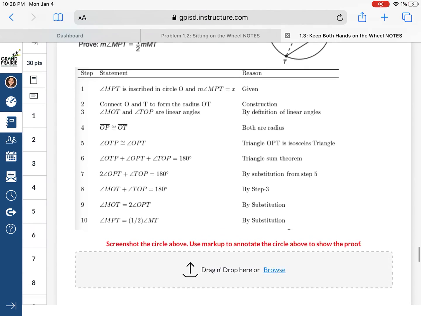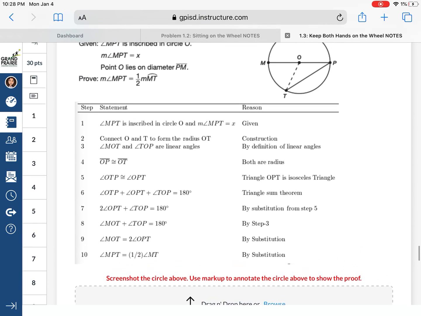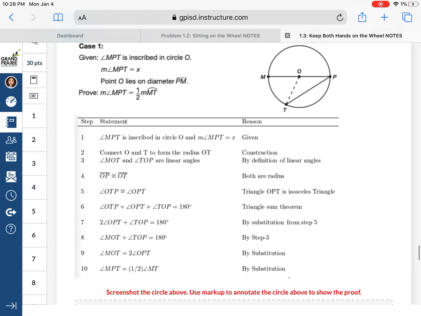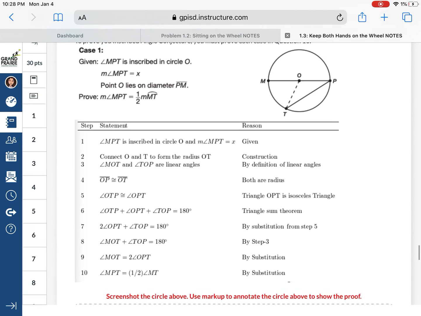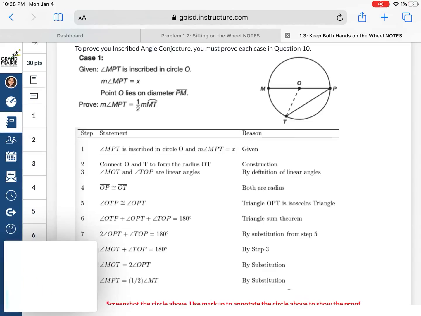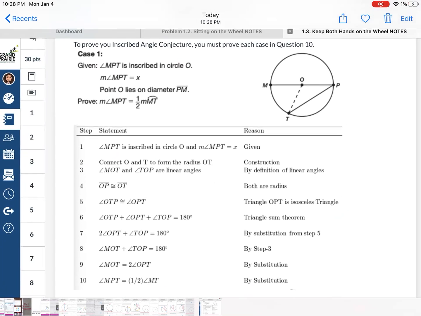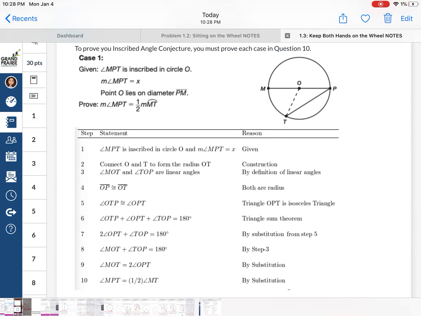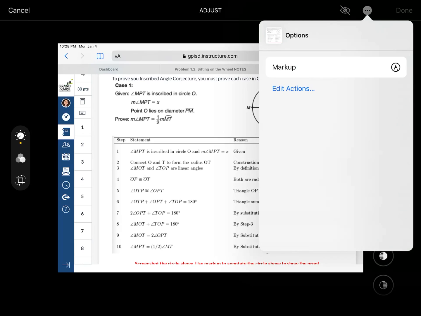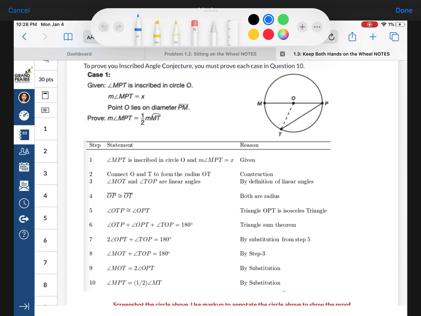What I want you to do is screenshot the circle above and use markup to annotate it to show the proof. So you're going to take a picture or a screenshot of this. I'm just going to talk through it, and any markings that I make along the way that you think will be helpful to you, you can go ahead and annotate. The given says that this angle right here is X, so you can go ahead and annotate that. Like I said, we always start with the given.